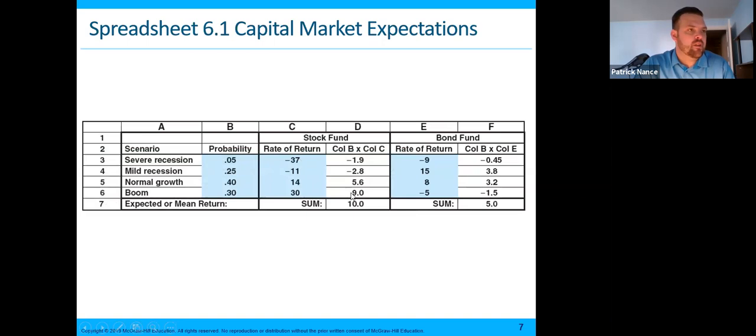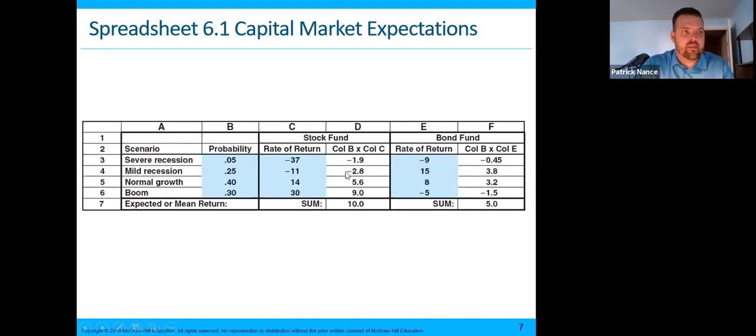So once we multiply all those out, we get an expected mean return of 10 for the stocks and 5 for the bonds. So just looking at the one sum number, you would say, well, I just want to completely invest in stocks because at all levels I'm gaining more. But if you compare the two, you'll notice that if I think there's a mild recession, or I think I'm going to be in this area here, it might be a good idea to buy some bonds to protect me from this mild recession range.